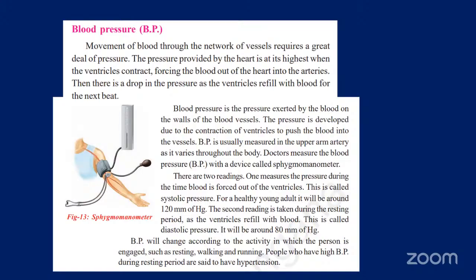దాన్ని మనం blood pressure BP అని అంటాం. So it is usually measured in the upper arm artery as it varies throughout the body. So doctors measure the blood pressure, BP, with a device, కదా, మనకి sphygmomanometer అని అంటాము. There are 2 readings ఉంటాయి దాంట్లో.